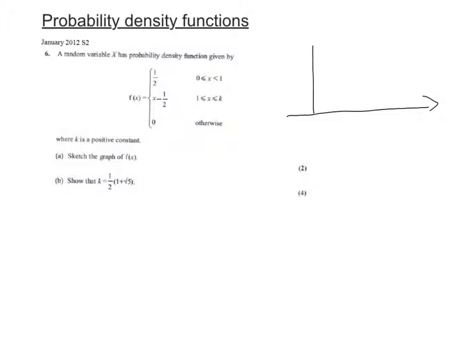So here's my x-axis, here's my f(x) axis, and we know that f(x) is a half for x between 0 and 1, and x minus a half for x between 1 and k. So x is between 0 and 1 for the first part of the graph, and for the second part it's between 1 and k. We're not sure how far along that is, it's just a random distance. So the graph here of a half is just a flat line at the height of a half.